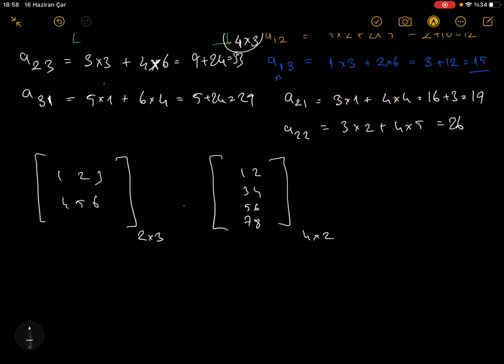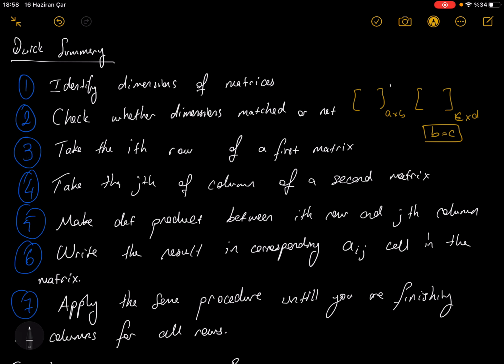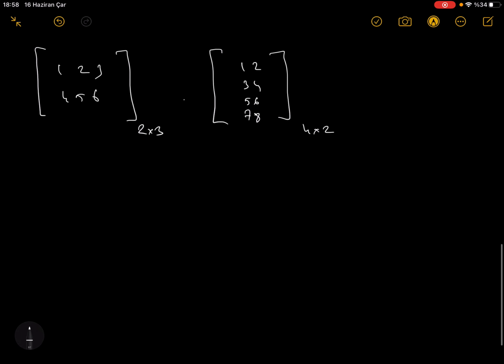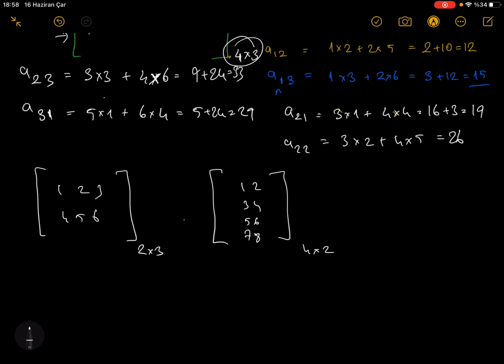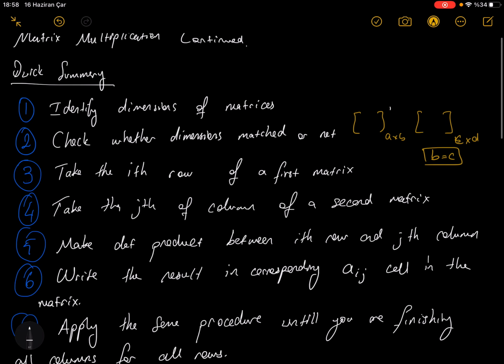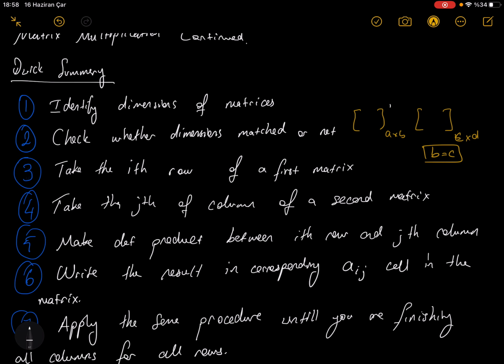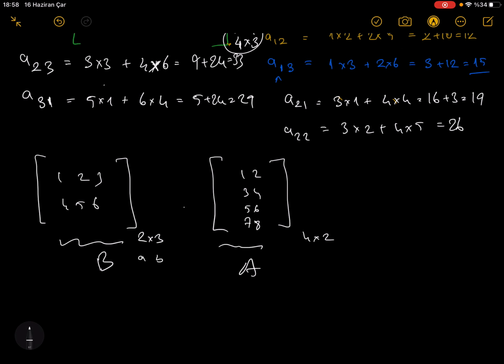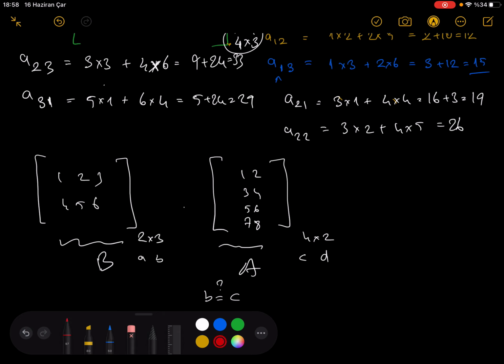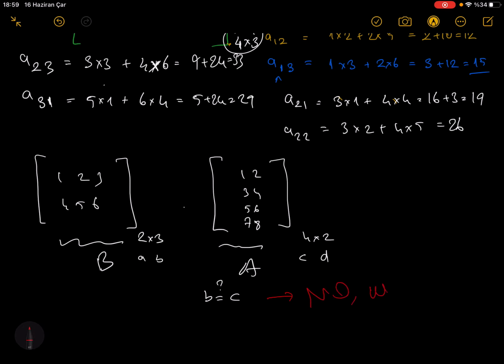Okay, so let's look at our procedure and check whether we can do matrix multiplication or not. Identifying the dimensions of the matrices, we did that previously. So yes, 2 by 3 and 4 times 2. This is B, this is A. Okay, let's go to check the second step. Check whether the dimensions match or not. B should equal C. I'm checking: this is A, this is B, this is C, this is D. Is B equal to C? No, it is not. So we cannot apply matrix multiplication here.